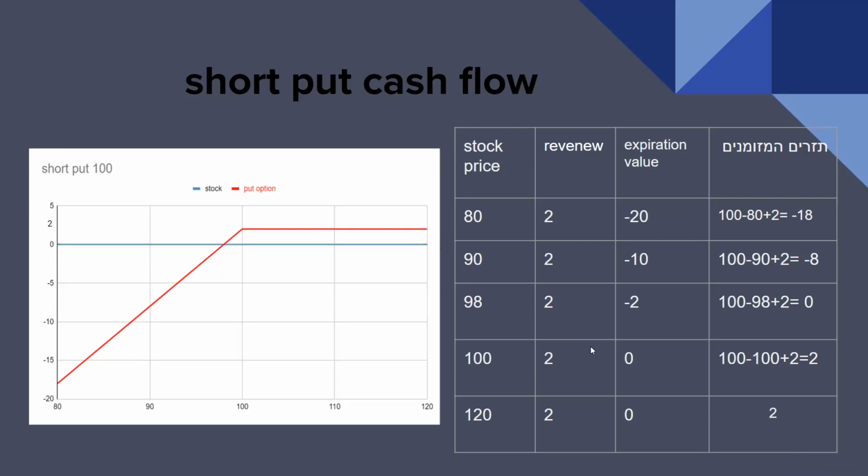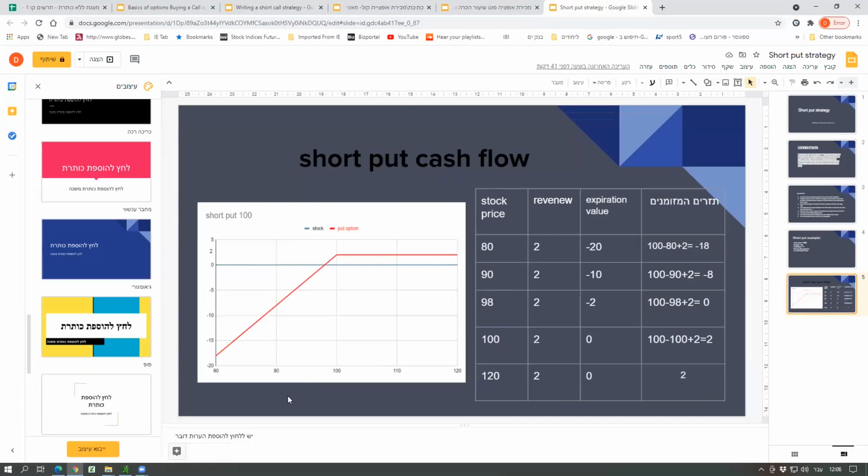Again, reminding you, when you're shorting a put, that means that you're going long and you strongly believe that the market is going to rise. Okay, so now let's see some real examples.